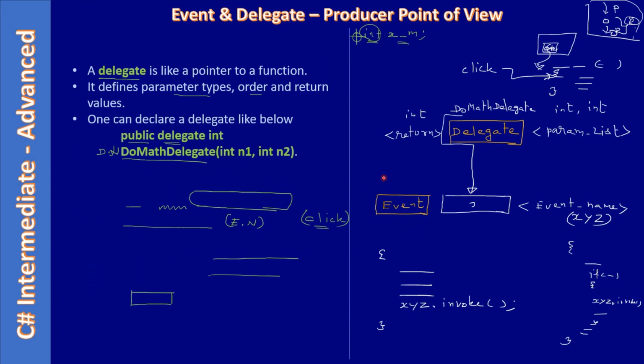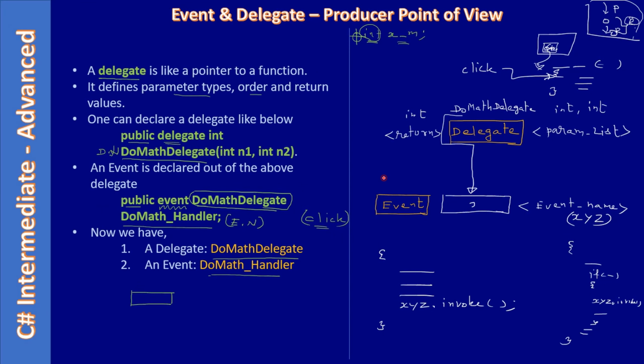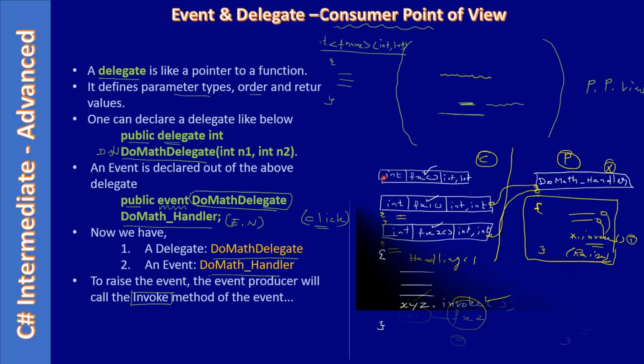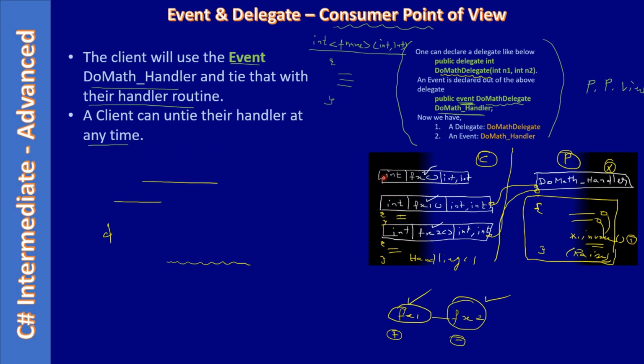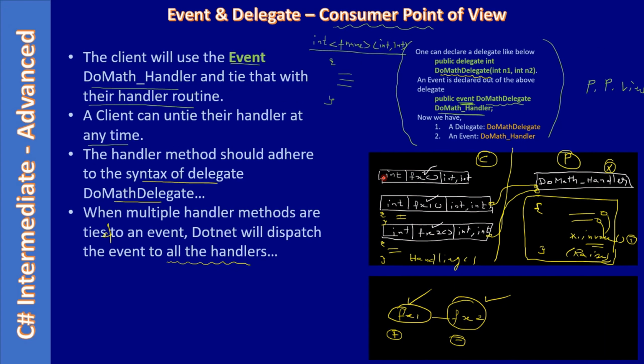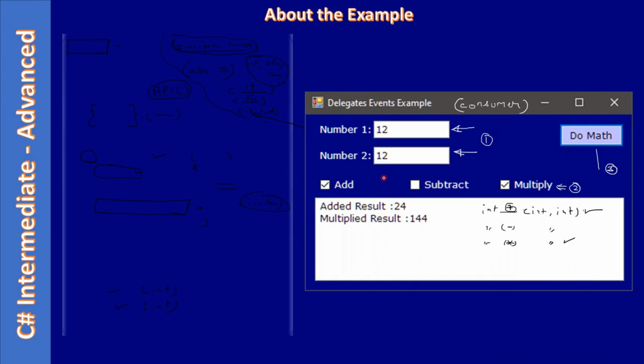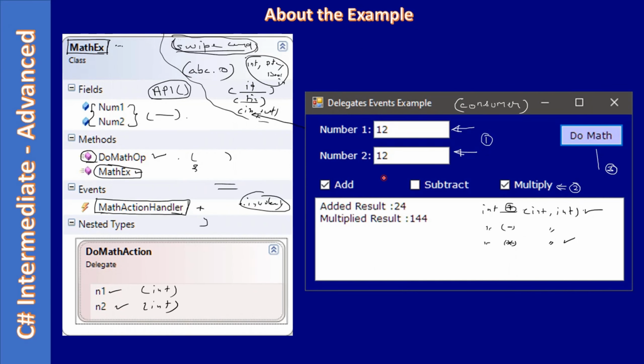So in the first video we learned about the event and delegate. This is the producer part. Next, we talked about the event consumer part. Then we discussed the example, and this is the class we are going to develop in this video.